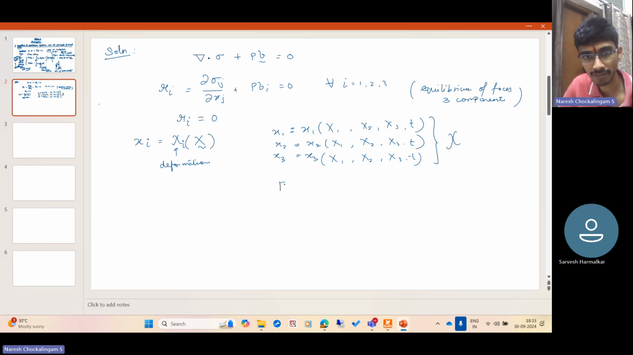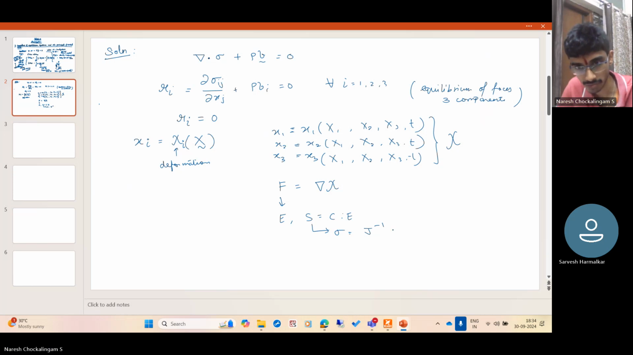Once you have this mapping, you can define the deformation gradient as the gradient of chi. And once you have this deformation gradient, you can find everything else, such as the Green-Lagrange strain tensor. And from the Green-Lagrange strain tensor, if you have some constitutive relationship, you get the second Piola-Kirchhoff stress. And if you get the second Piola-Kirchhoff stress, you can get the Cauchy stress. How do you get the Cauchy stress? It is J inverse F S F transpose, right? So you push forward S and then scale it by J inverse.